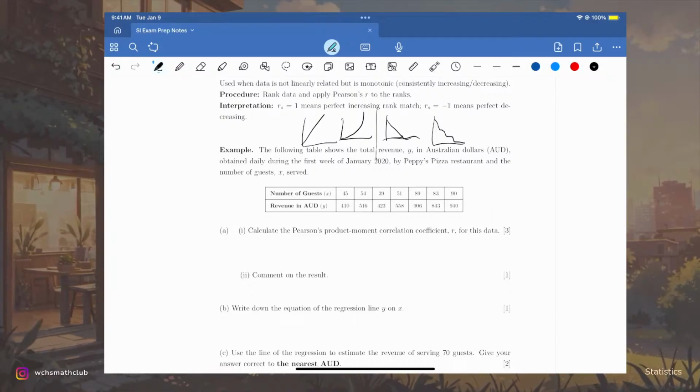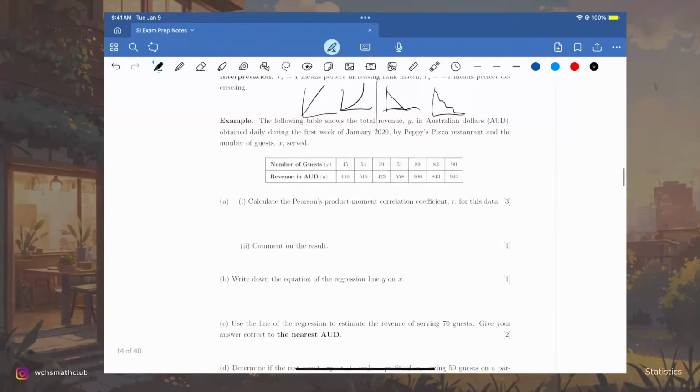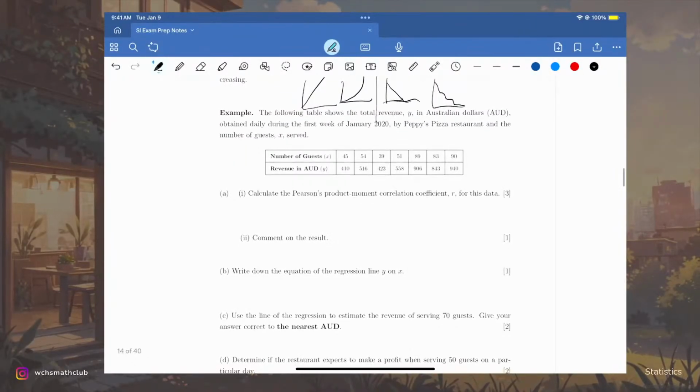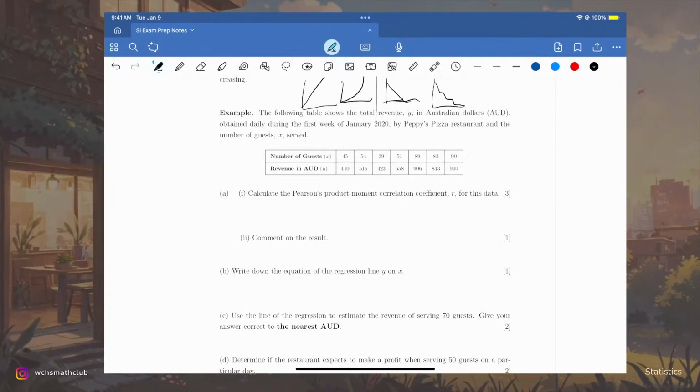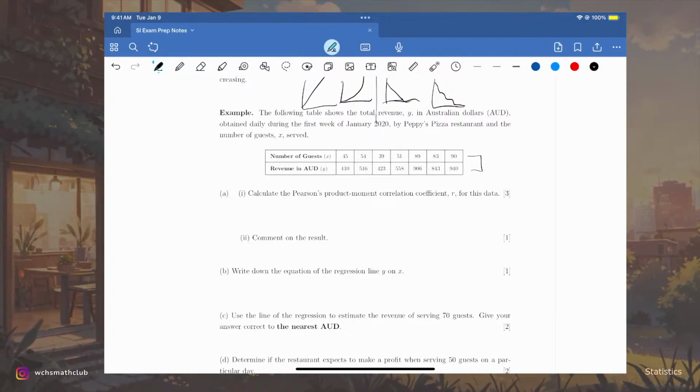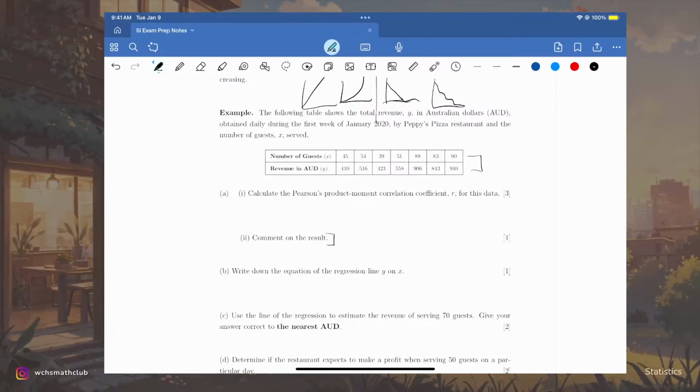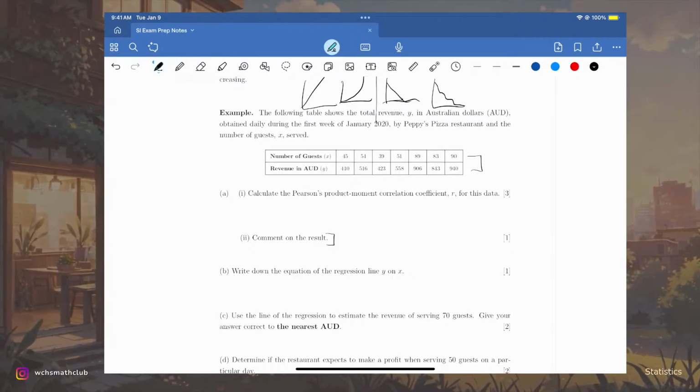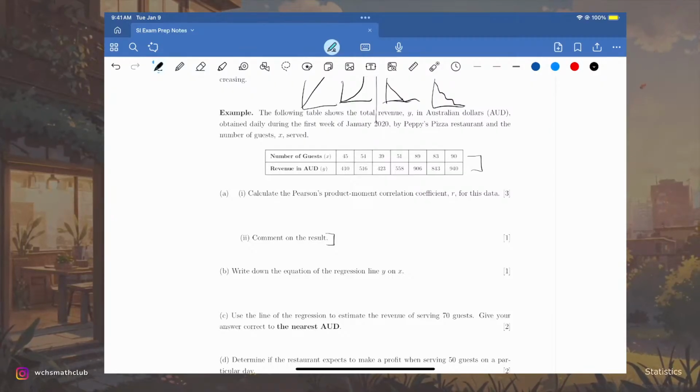So an example here, we start with the Pearson's correlation coefficient. And all we have to do is input both of these values into your calculator, calculate the two variable stats, and it'll give you the correlation R. And then comment on the result. Typically, all you have to say is that the correlation is really close to 1, meaning that there's a strong likelihood of a positive linear correlation, or it's close to -1, so there's a strong negative correlation, or it's close to 0, so we can say that there's no linear correlation.